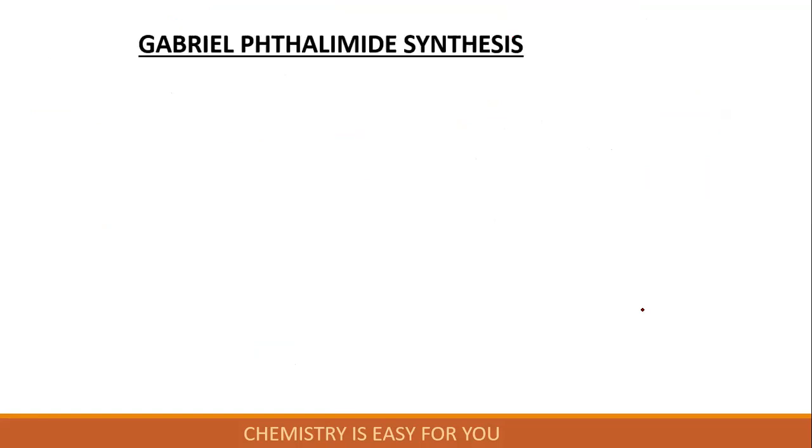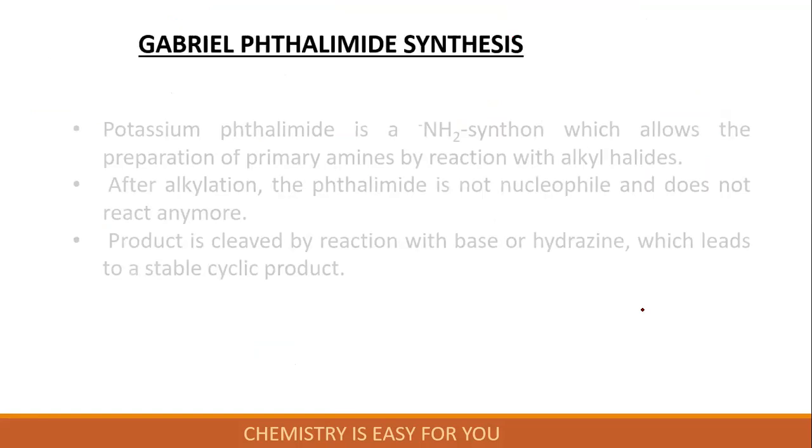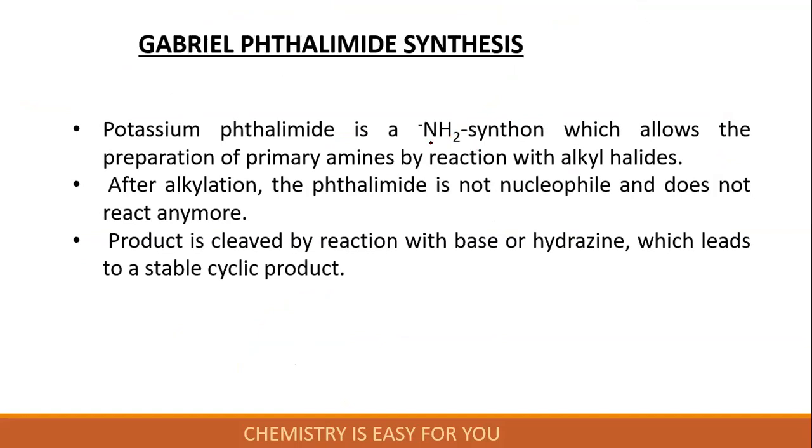So the next reaction will be Gabriel phthalimide synthesis. Potassium phthalimide is an NH2 synthon which allows the preparation of primary amines by reaction with alkyl halides. So potassium phthalimide and alkyl halides give primary amines. That is the reaction. And the phthalimide after the alkylation will not be a nucleophile and no longer reacts. The product will be cleaved by a base or hydrazine to give a stable cyclic product. This is the reaction: potassium phthalimide and alkyl halides forming primary amines. That is the Gabriel phthalimide synthesis.